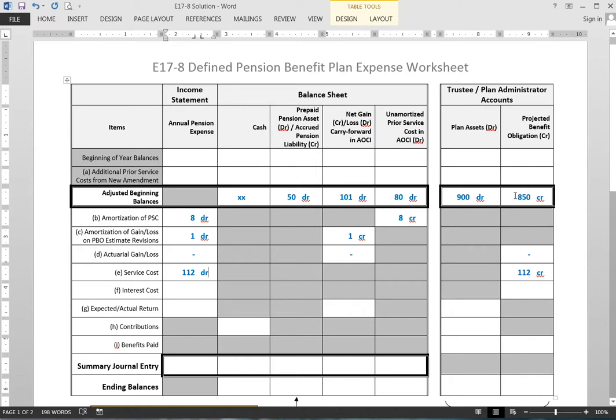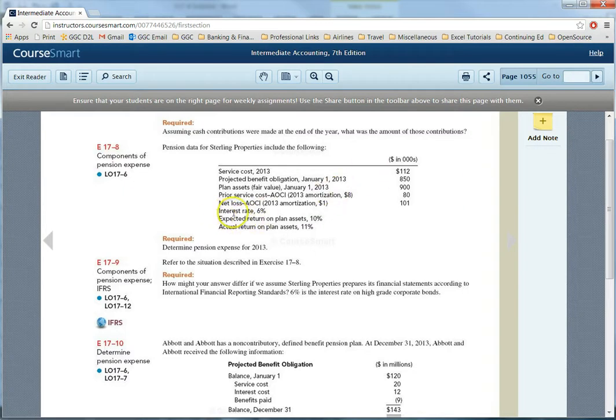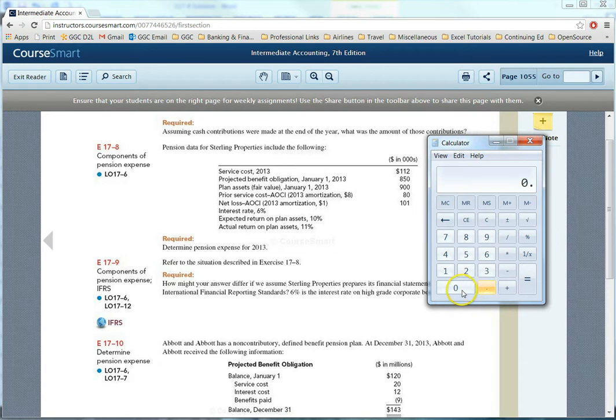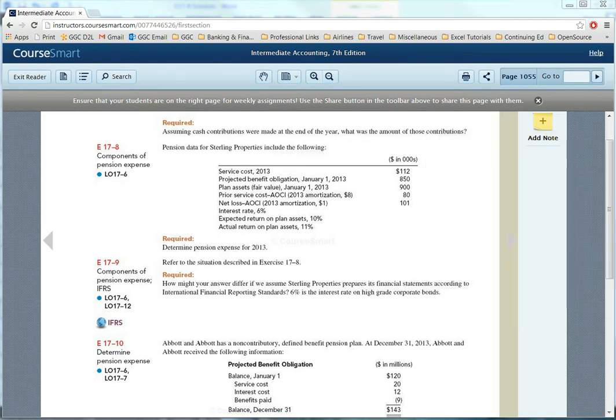So let's take a look and see what our interest cost, or the discount rate, is for this particular problem. The interest rate in this particular problem is 6%. And so in order to recognize the amortization of interest, I would take 6% of my beginning balance in the PBO. So I'm going to get my calculator up here and take 6% times the beginning balance of my PBO, which is $850,000. And we can see that my interest amortization is going to be $51,000 this year.